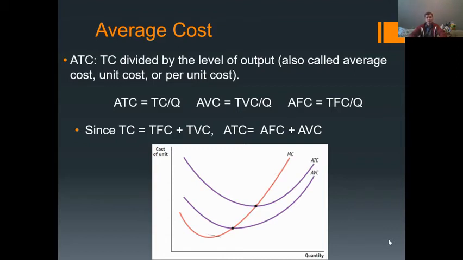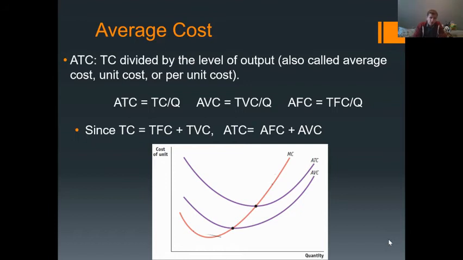Your average variable cost is just your total variable cost divided by quantity. Your average fixed cost, or your AFC, is going to be your total fixed cost divided by your quantity. So if you really think about it, since your total cost is your fixed cost plus your variable cost, your average total cost is your average fixed cost plus your average variable cost.